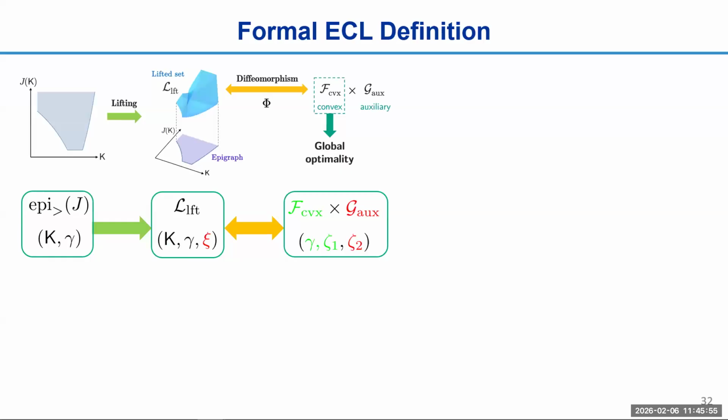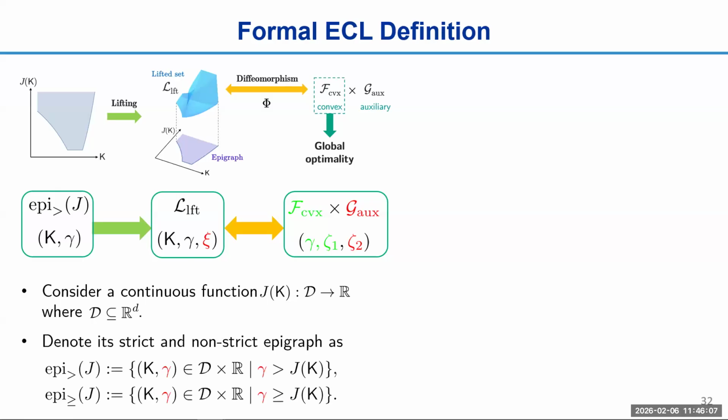And now with this picture, we can give you a formal definition of extended convex lifting, we say ECL. So again, we consider a continuous function from an open domain to a real value. And now we look at two epigraphs. The first one is the strict epigraph, so this gamma is strictly larger than your function value. And the second is the usual epigraph, this is bigger than or equal to the function value.